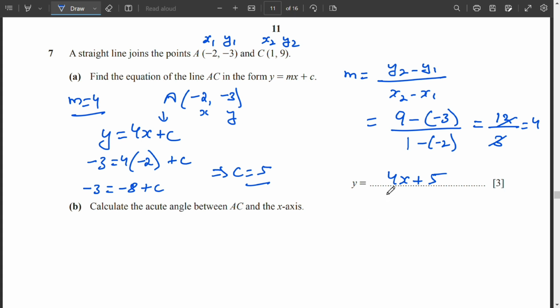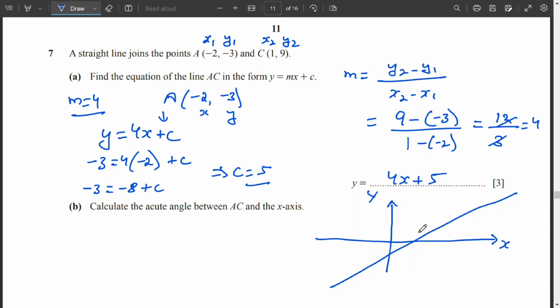Okay. Now the next part. Calculate the acute angle between AC and the x-axis. Now see, you have to calculate the acute angle. Now AC we know that, see, if you take this as the coordinate axis, okay, let the line be like this. Suppose this is not the actual line, we are supposing. So see, this is the x-axis, this one is the y-axis. Okay, suppose this is theta. Okay, so we know that this angle theta is the angle between AC and the x-axis.